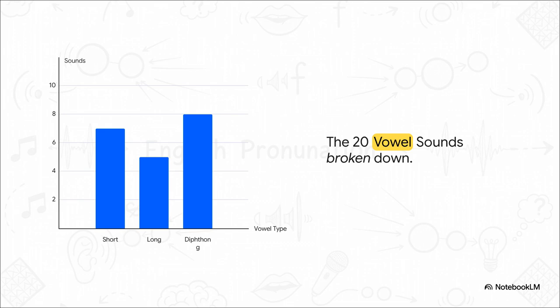Let's zoom in on those 20 vowel sounds first. They're further broken down into 3 types. We have 7 short vowels, like that quick I sound you hear in pit. Then we have 5 long vowels, like the drawn-out sound in car. And finally, we have 8 special double vowels called diphthongs.